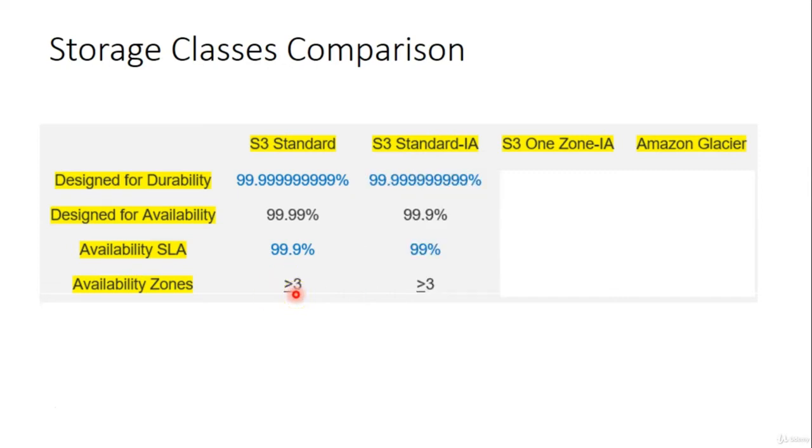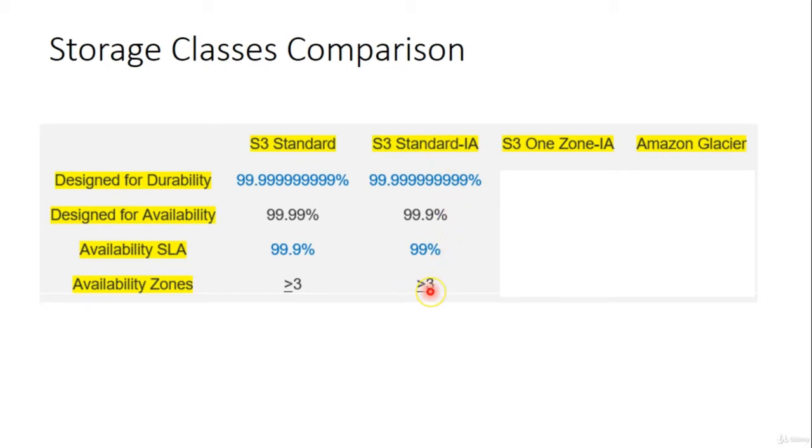Now S3 standard IA. Durability is 11 nines, same as S3 standard. Designed for availability is a little lower than this. This is 4 nines and this is 3 nines. Availability SLA is lower. It is just 99%. So if higher availability is not a criterion for you, you can go ahead with S3 standard IA.